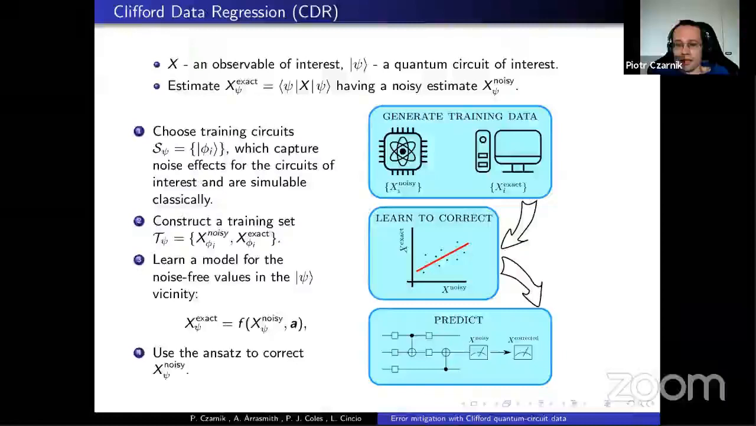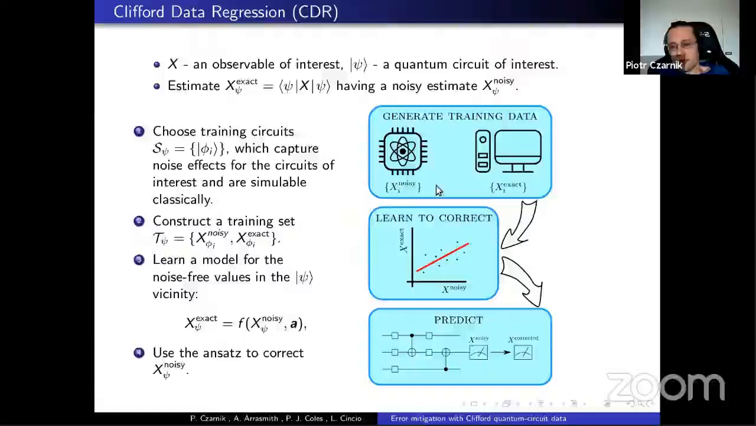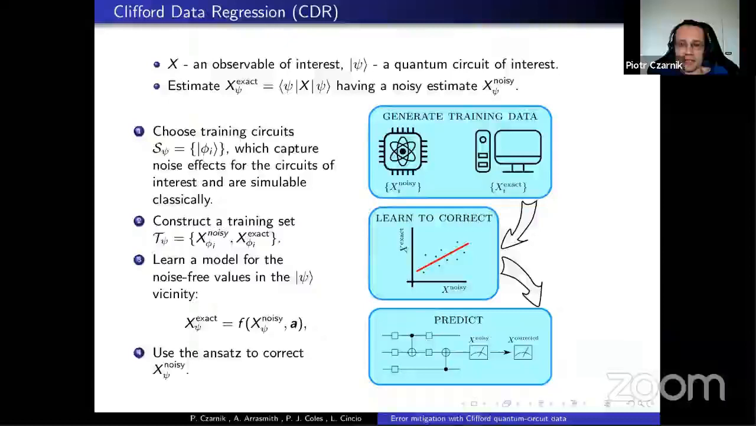When we have this training set, we learn a model which characterizes the relationship between the exact and the noisy value of our observable of interest. And later we use this model to predict the expectation value of interest for our circuit of interest.